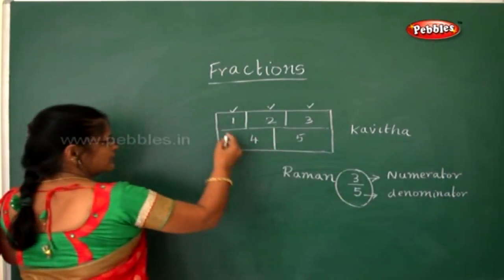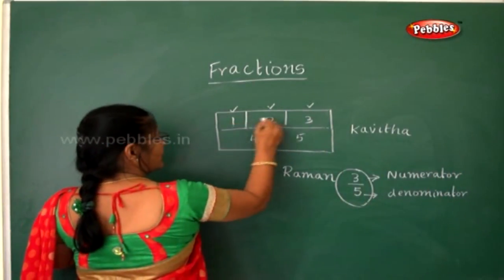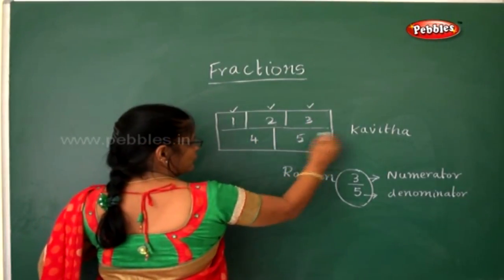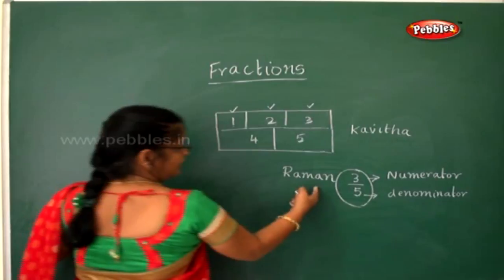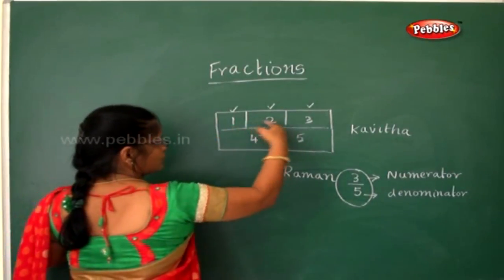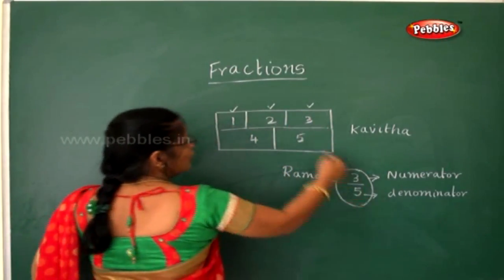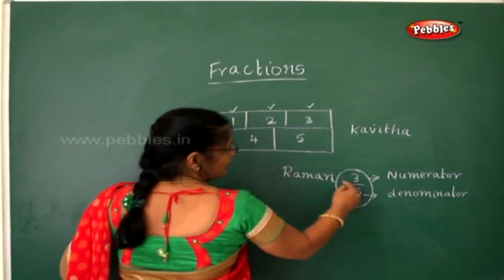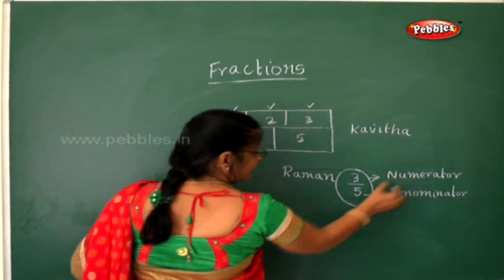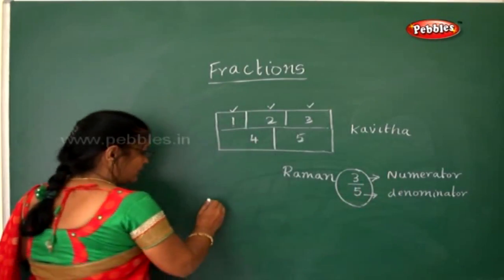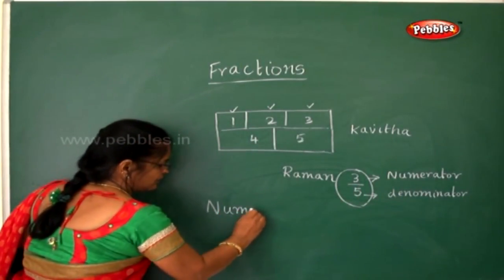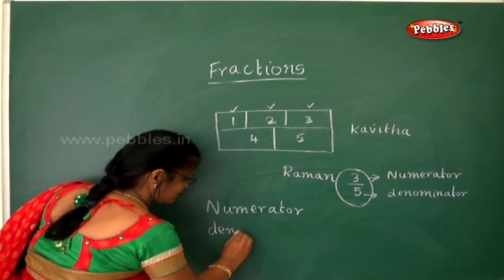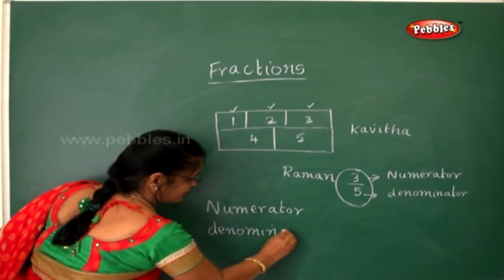Now again I'll tell you. So this is 5 parts of chocolate: 1, 2, 3, 4 and 5. Kavita was having 5 parts of chocolate and Raman wanted 3 parts, 1, 2 and 3. That is 3 by 5 parts of the chocolate Raman wanted. And this 3 is the numerator and 5 is the denominator. Now what is the numerator and what is the denominator? Can anyone tell?